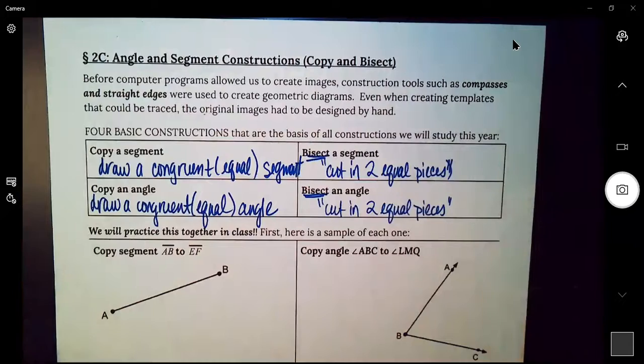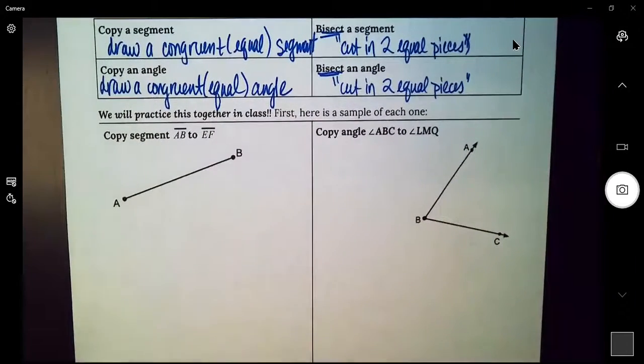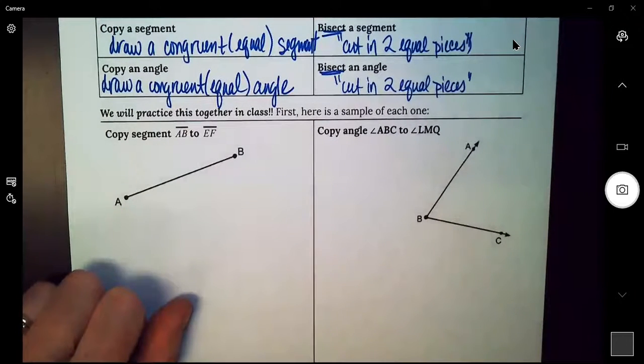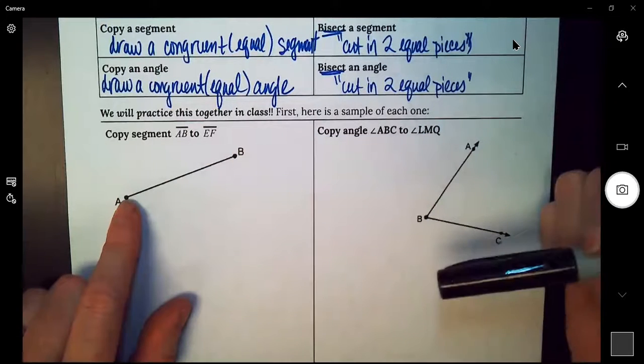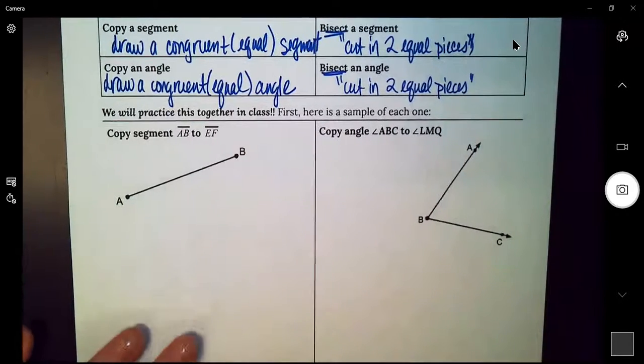So here are our 4 constructions. We're going to copy a segment and copy an angle first. The big thing is we need a place to copy this to. A segment technically is a line segment. It has a starting point and an ending point, or we could say 2 endpoints, and it is a portion of a line. So I'm going to start out by drawing a line, and then we're just going to cut off an equal piece of that segment.